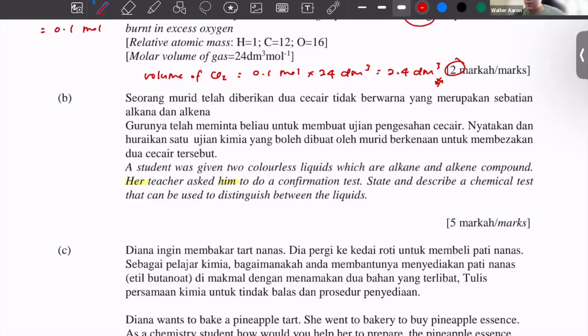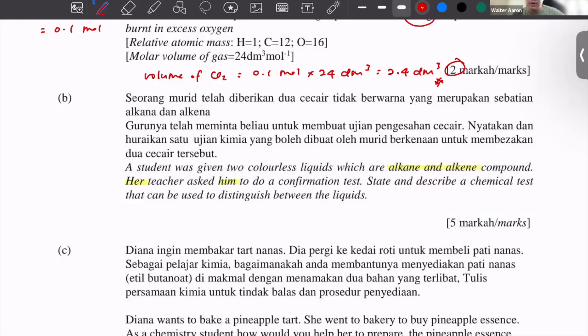So if you want to differentiate between an alkane and alkene in this case, we actually perform something called the bromine water test. What we do is add a few drops of bromine water into both of the liquids, and then shake it, and see if there's any discoloration or not. If the alkene is present, it will undergo something called halogenation, and then you'll be able to see the change from brown to colorless.